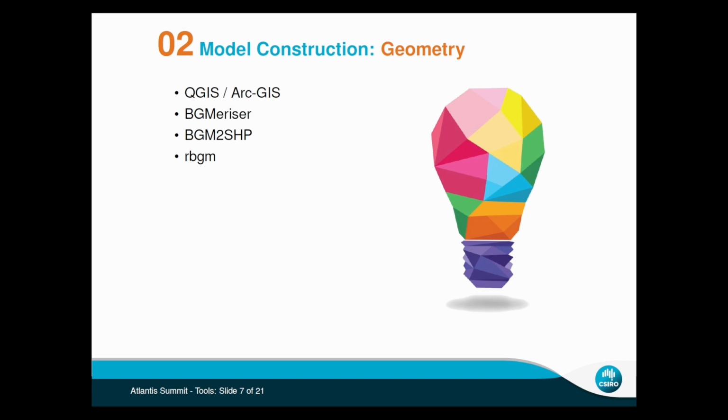And then we have the RBGM, which is a new tool that was built at the Atlantic Division. What this tool does is work with the shapefile and build the BGM file, and it also does the opposite. But at the same time, you can work with polygons and do analysis of that.